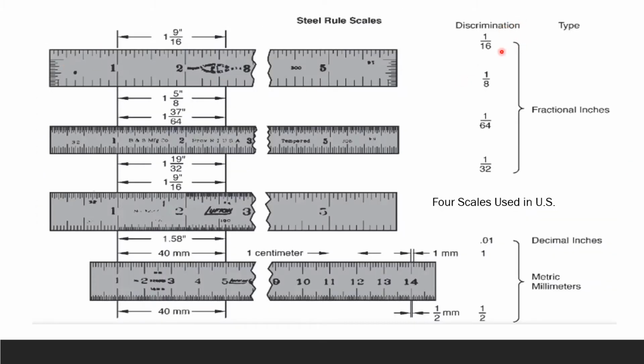So here the discriminations are 1/16, 1/8, 1/64, 1/32, and they're all fractional inches. And this one is your decimal inches, and metric in millimeters. We can see right here 0.01, that's your decimal inch, and metric in millimeters. And these are all that we use for scales in the United States.